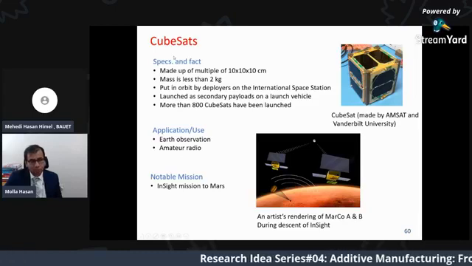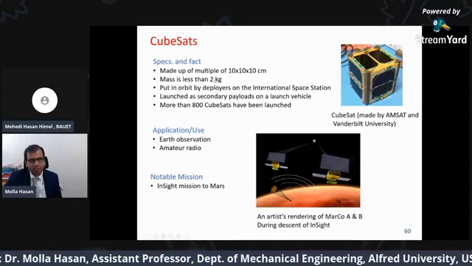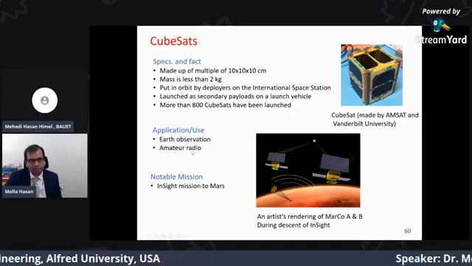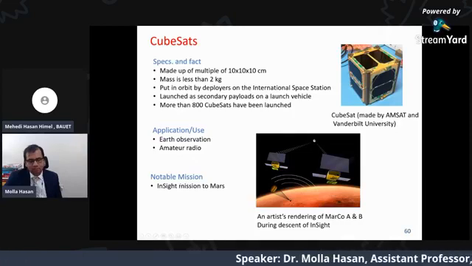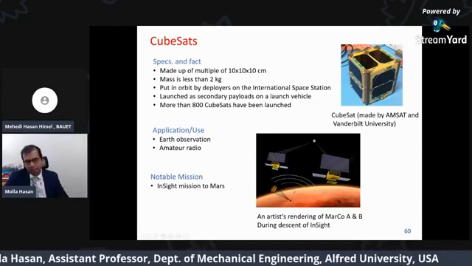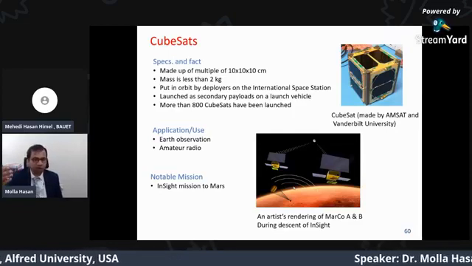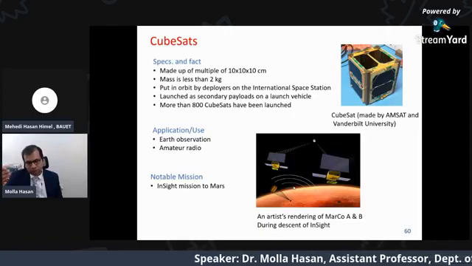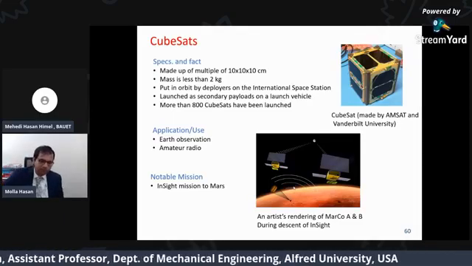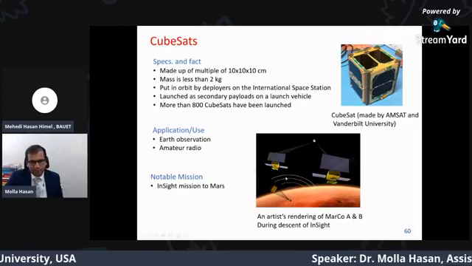There is a satellite we call CubeSats, and these are the critical dimensions of the CubeSat: 10 by 10 by 10 centimeters and less than 2 kg. These satellites are used for Earth observation and amateur radio. One of the notable missions is that a CubeSat was used at Mars. Basically, they use this small satellite as a communication device. Mars is very far from Earth, so to transmit your signal, you need some intermediate station that can capture your signal and transfer it to the next transmitter. So the CubeSat is used for this purpose.